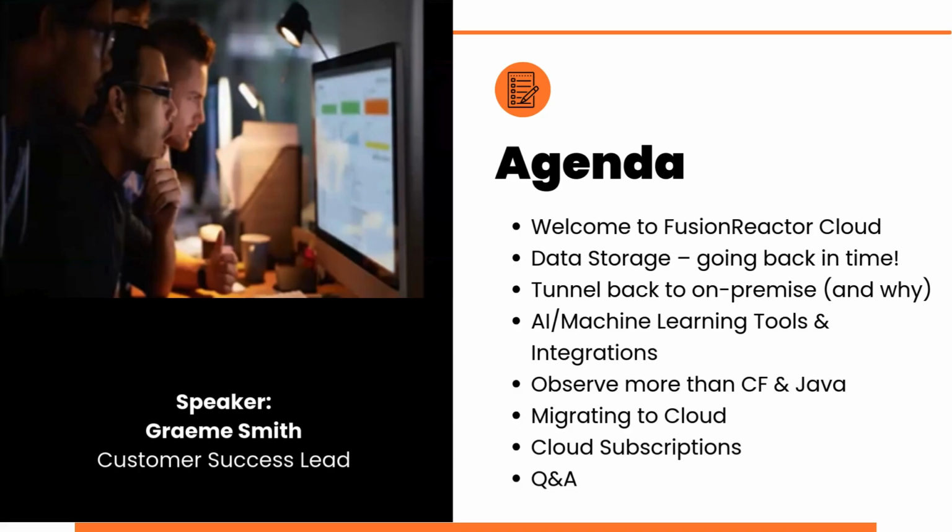So why would I show that if we're talking about utilizing cloud and moving you to cloud? Why would we want to go back through the tunnel to on-premise? I'll take you through that. We've got a lot of AI tooling and machine learning built into the cloud, and those themselves have some integrations included with them. I want to show how you can observe more than just CF and Java, and Lucee as well, within FusionReactor Cloud.